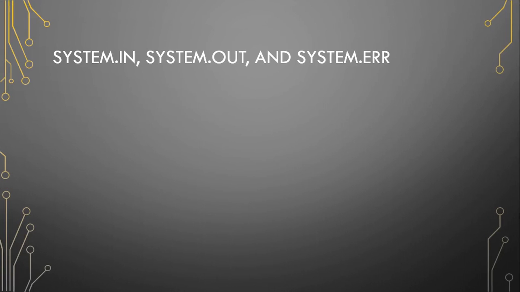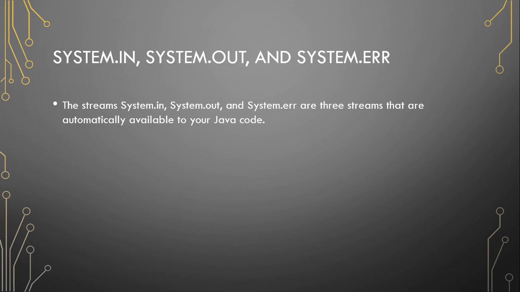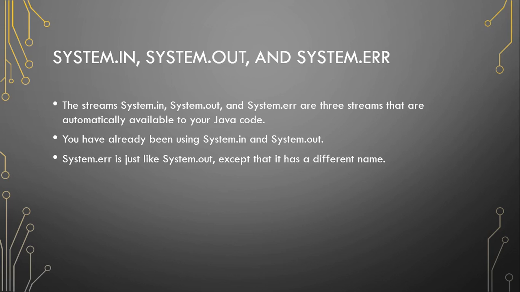All right, and to wrap things up today, we need to discuss System.in, System.out, and System.err. The streams System.in, System.out, and System.err are three streams that are automatically available to your Java code. And we've obviously already been using System.in and System.out. For example, System.out.println, Scanner keyboard equals new Scanner(System.in). System.err is just like System.out, except, well, it has a different name. It generally has a different function, though.